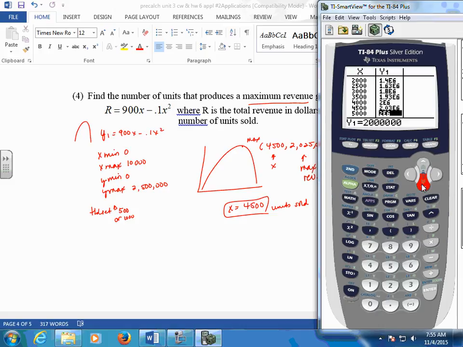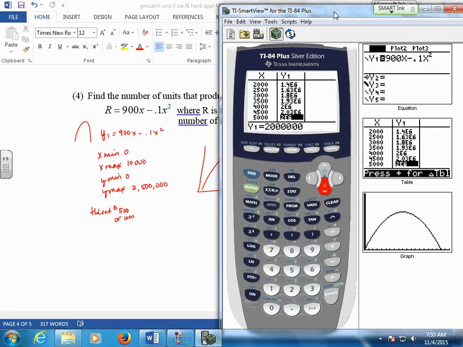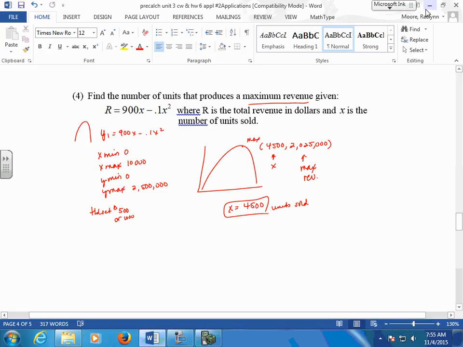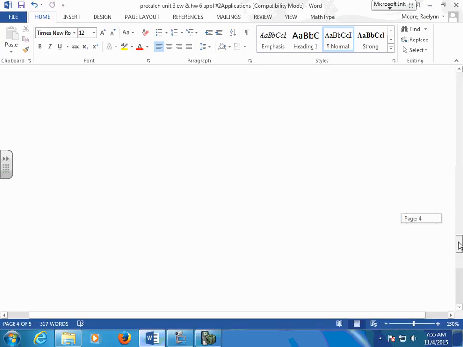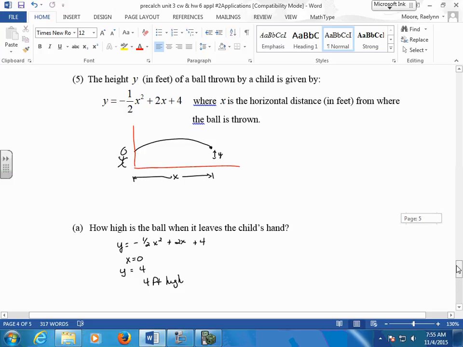So, play with this. Can you start all over on Zoom 6 and start all over? Absolutely. Okay. All right, this one should have been pretty good.